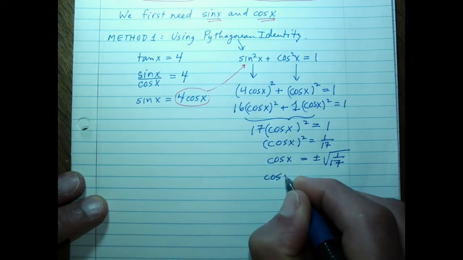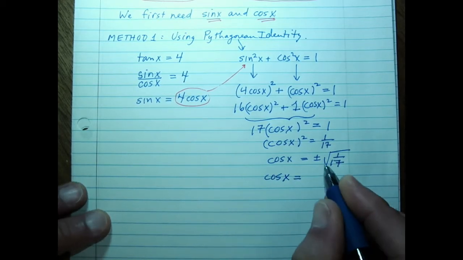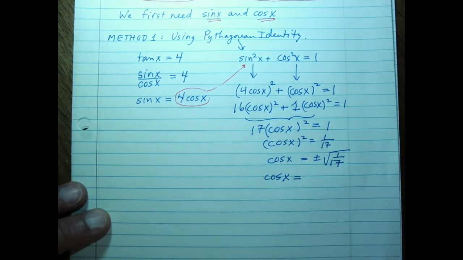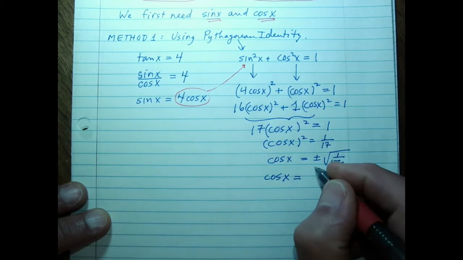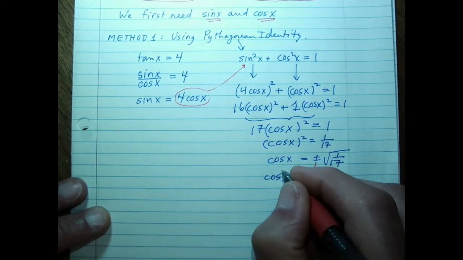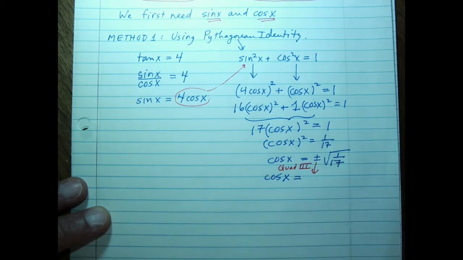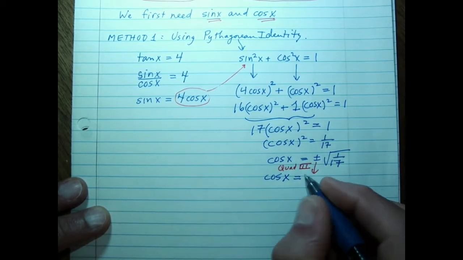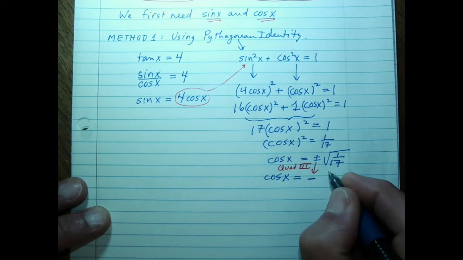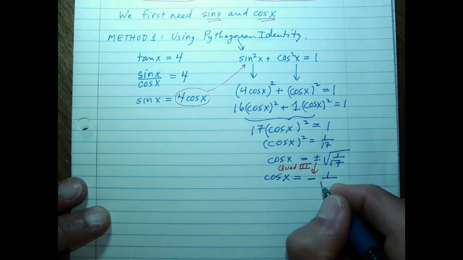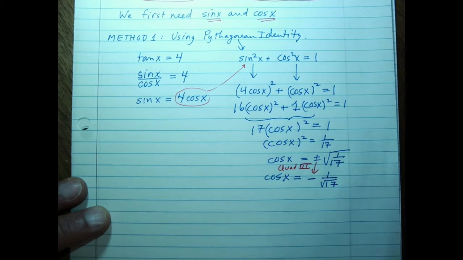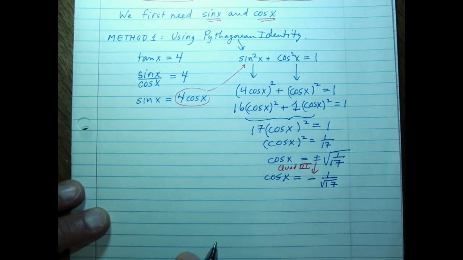And I've got to make a choice here. Let's see, my quadrant is 3, right? We were given that information. In quadrant 3, cosine is negative. I can take the square root of 1, which is 1, but I'm stuck with that square root of 17 in the denominator.